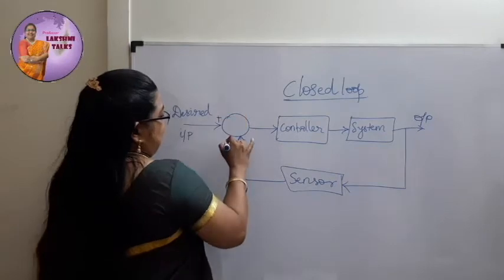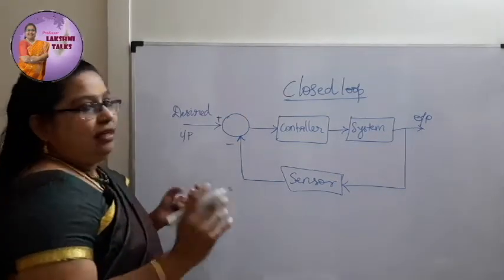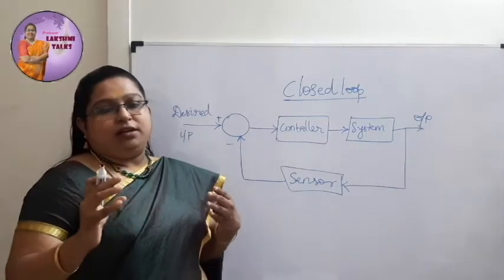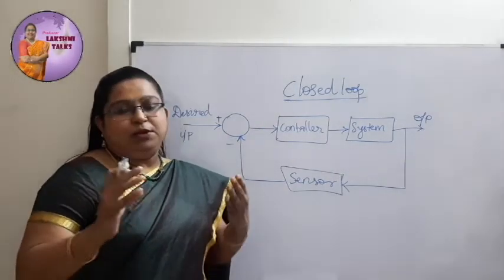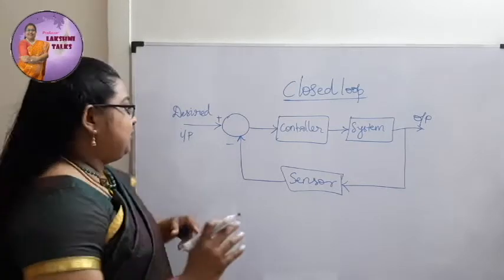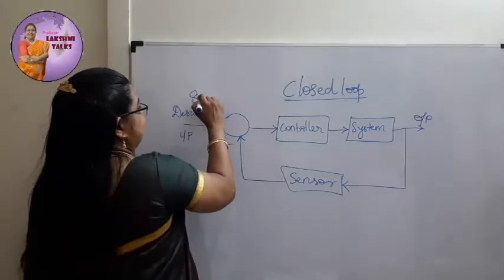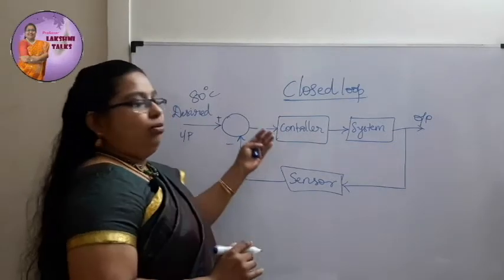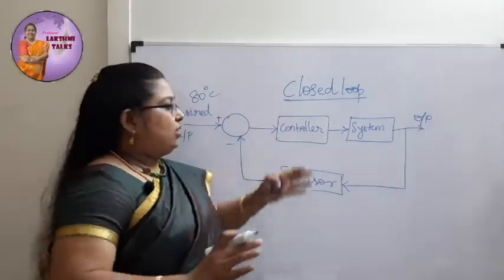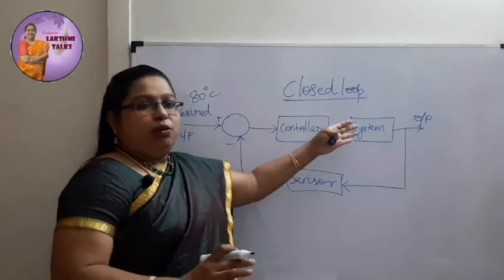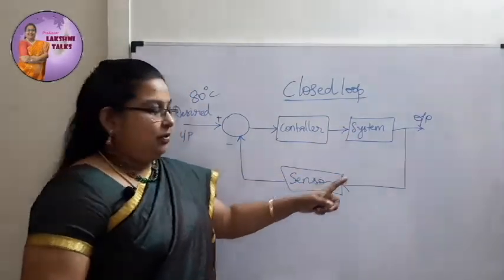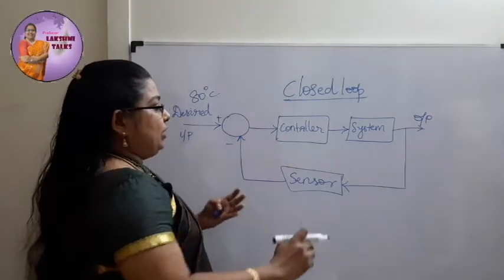See, for example, you just take a system where you want to boil water. Say, for example, you want to heat the water to 80 degrees Celsius. Then 80 degrees Celsius is your desired value, okay? And then you just place the vessel with the water on a heater, okay? What does it do? It starts giving heat to the water and the water starts heating up, okay?